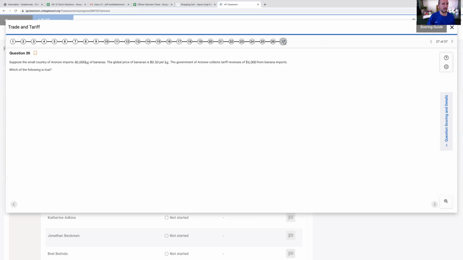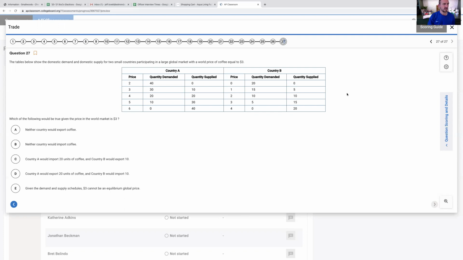Okay, last question on the multiple choice. It says the table shows the domestic demand and domestic supply for two small countries participating in a large global market with the world price of coffee equal to $3. So what do you know? Let's look at country A, price of $3. The quantity demanded exceeds the quantity supplied, which means they must be importing. So they're importing 20 units.